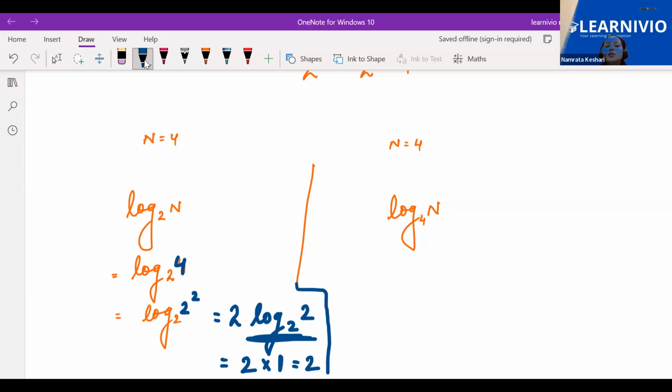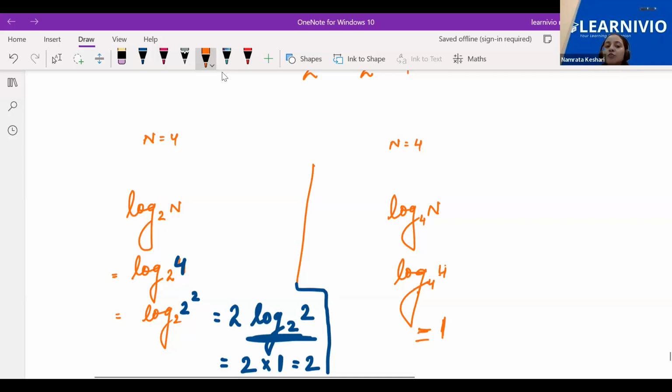Yes. Okay. Now if we have taken n as 4 and the base is 4, what will be the result? Can we see log 4 base 4? Directly we can write 1.